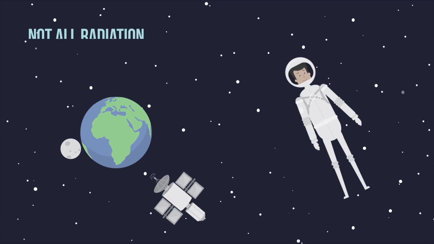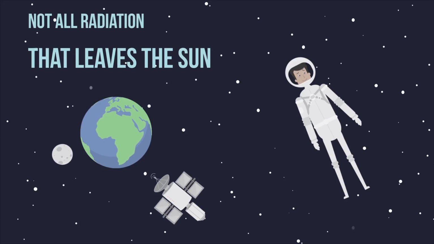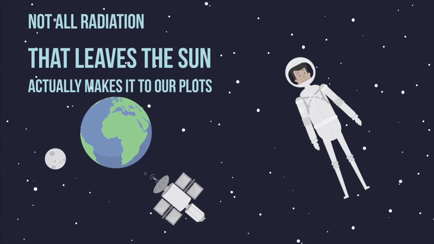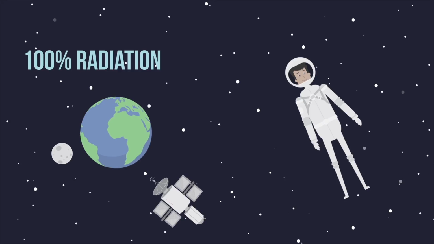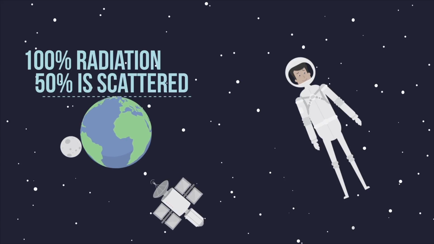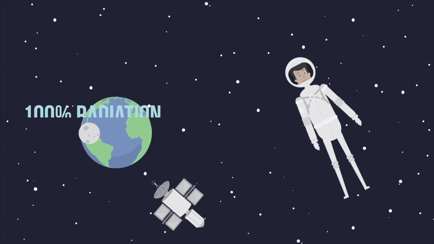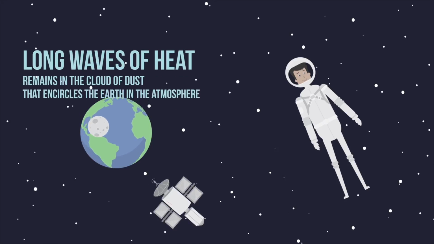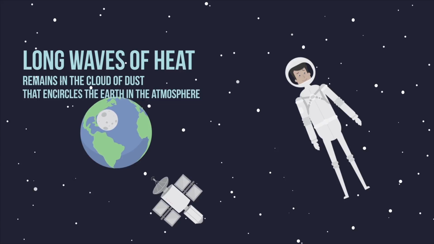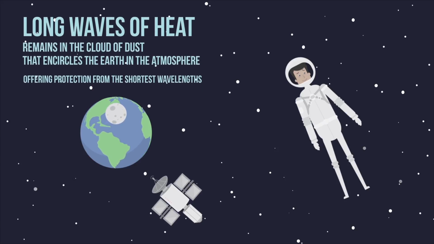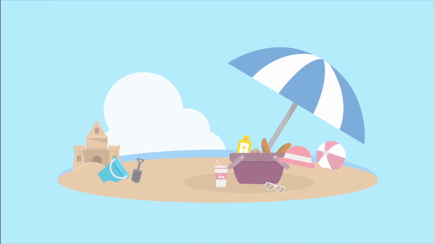This is not to say that all the radiation that leaves the sun and travels to Earth actually makes it to our plots. If we assume that at the outer edge of the Earth's atmosphere there's 100% of the radiation, about half of it is either scattered away from the planet by gases and dust in the upper atmosphere, or turned into long waves of heat and remains in the cloud of dust that encircles the Earth in the atmosphere, offering protection from the shortest wavelengths. The remaining 50% is what reaches the surface.